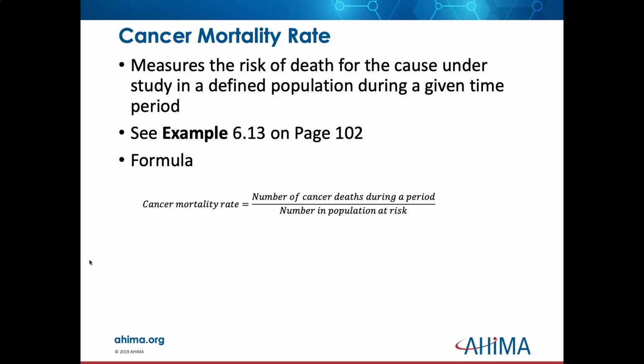All right, moving on to cancer mortality rate. This measures the risk of death for the cause under study in a defined population during a given time period. Looking at page 102 at example 6.13, it shows you how to walk through to get this type of a rate. And again, because you're talking about populations, you're talking about extremely large numbers.